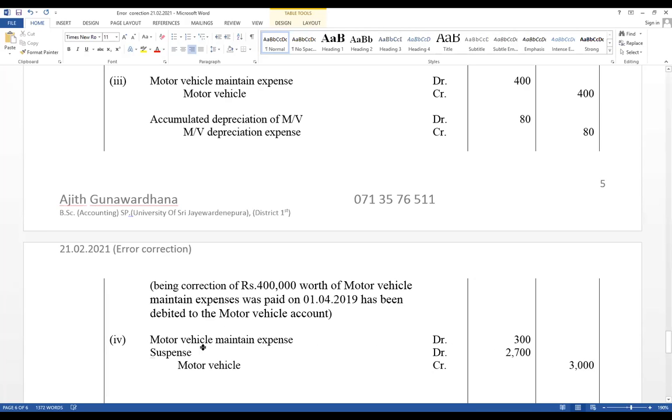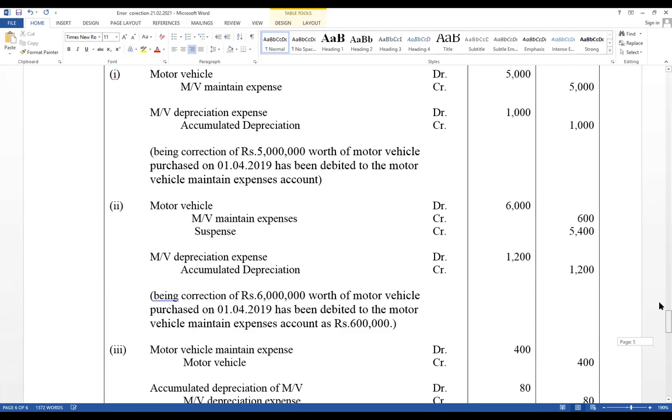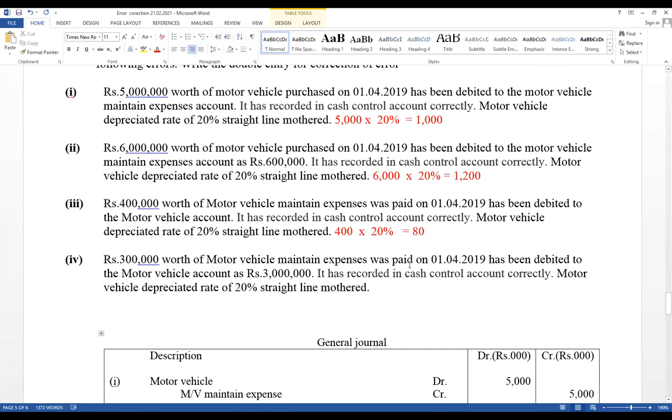Now think about the depreciation effect. Motor vehicle maintenance expense 300,000 paid at the beginning of the year has been debited to the motor vehicle account as 3 million. It has been recorded as a motor vehicle, therefore it was already depreciated based on cost value at 20%. Therefore, depreciation should be calculated based on cost value. The percentage given is 20%. Depreciated already, therefore depreciation equals 600.